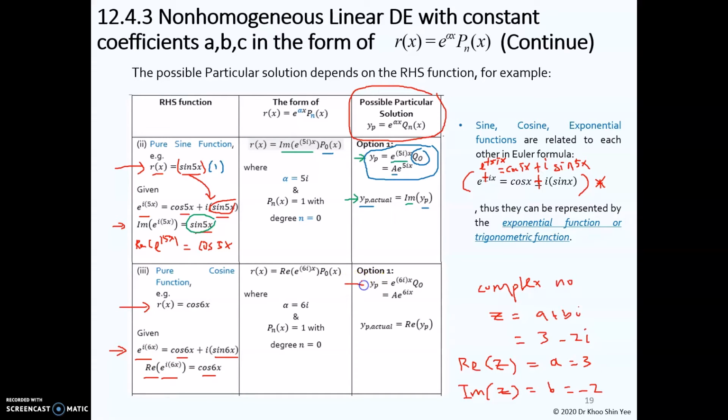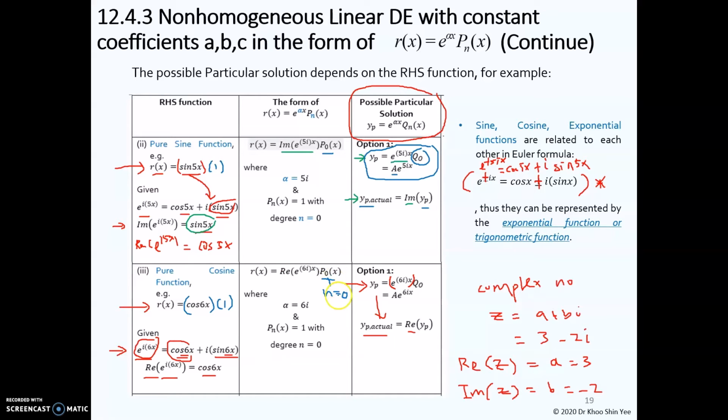With that, we can propose the possible particular solution to be the exponential 6ix here. So the exponential 6ix is in terms of cos and sine. To find the cos only, later you need to take the real part of the actual yp solution. Since you only have a cos function on your right-hand side, you can imagine the polynomial function to be 1. So the polynomial equal to 1 is a polynomial with degree n equal to 0.